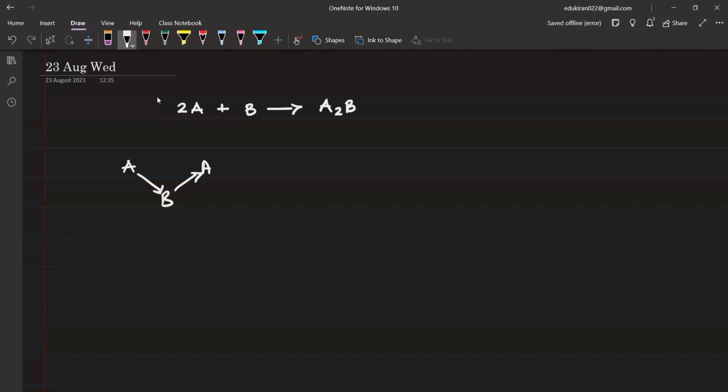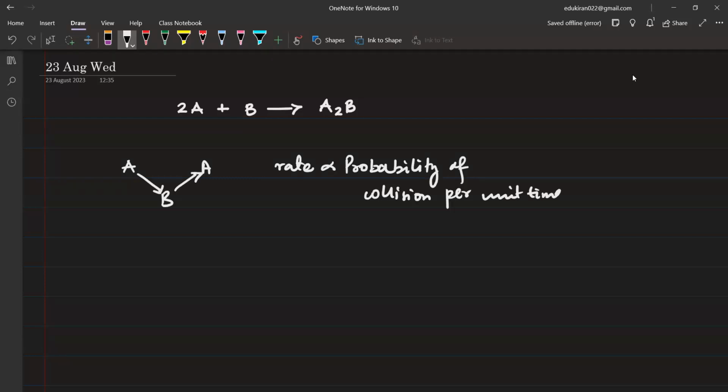So when I say the rate of reaction, we are basically trying to find the probability of collision per unit time. This is the actual picture that is happening when we talk about the rate of reaction. When I say rate is directly proportional to the probability of collision per unit time, now let us change some factors here.